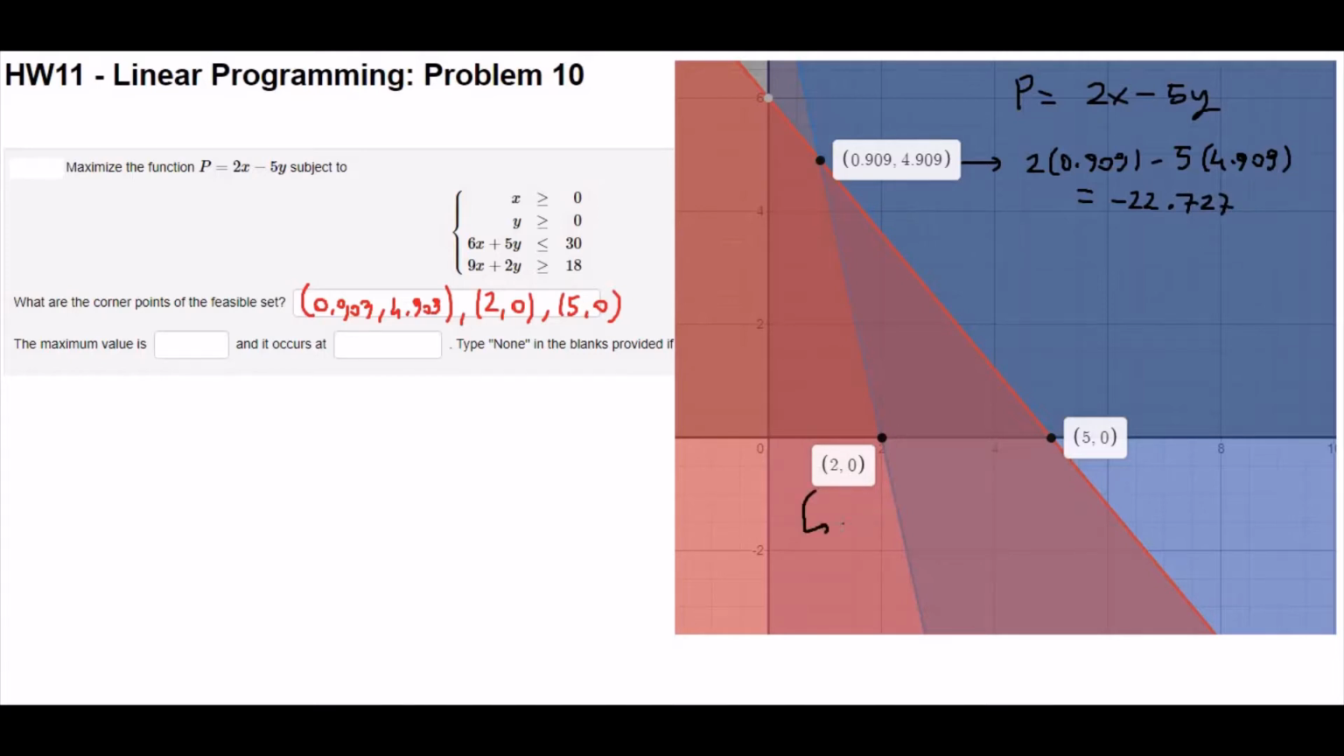At this point we have 2 times 2 minus 5 times 0, because the x value here is 2 and the y value is 0, and this equals 4. And at this point we have 2 times 5 minus 5 times 0, which is 10. Since we are looking for the maximum value, we're going to pick the highest value, which is 10. So the maximum value is 10 at the corner (5, 0).